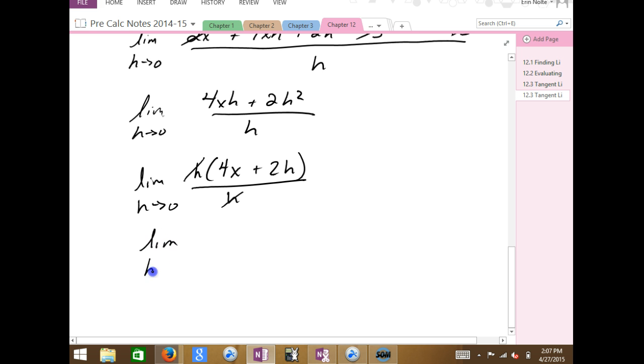Okay, so now that I have this completely simplified, what do I do in order to find the limit as h approaches 0? H, yeah. I said x too. My slope of this function at any time is 4x.